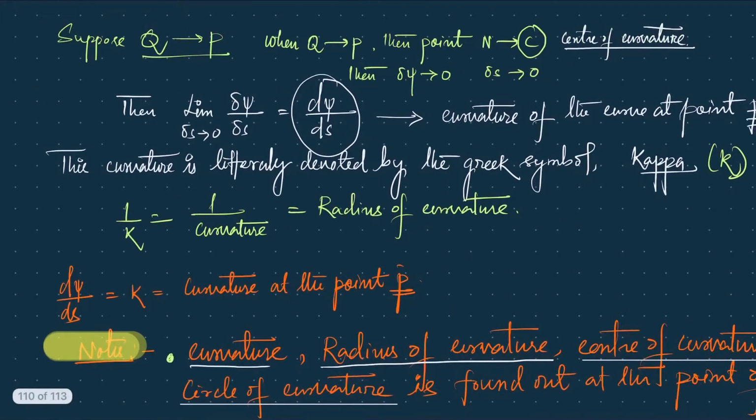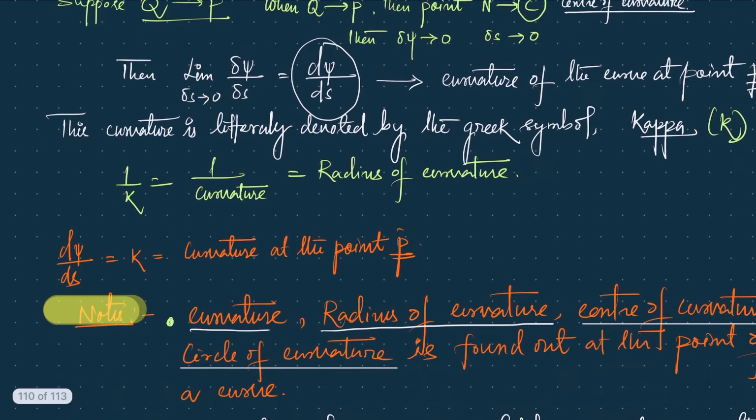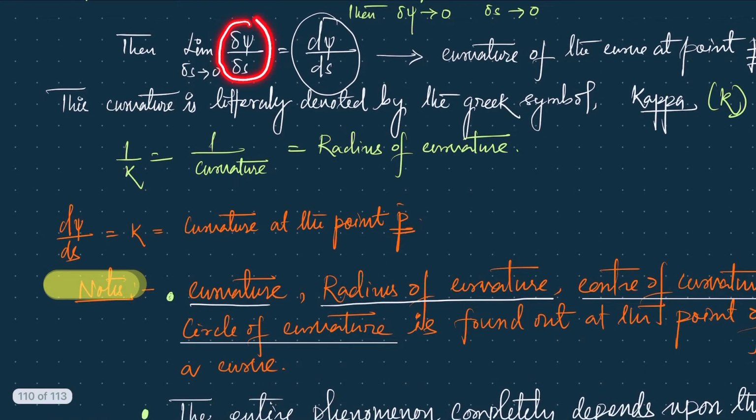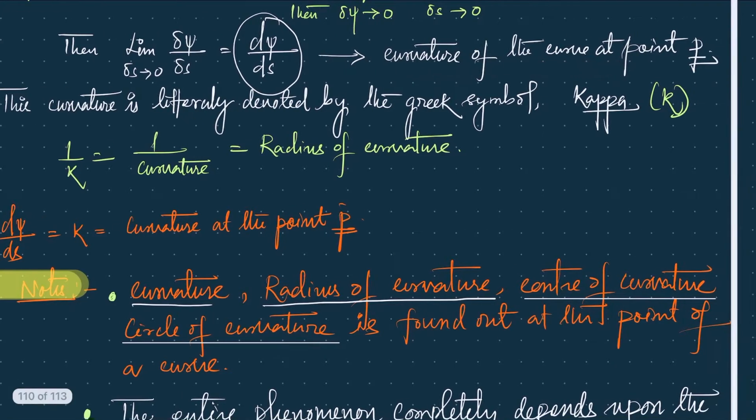Now you can see here, when this Q point is getting closer and closer to P, when Q tends to P, then the point N will become C, and this C point is known as the center of curvature, which I have shown you already. When del S tends to 0, this is going to be d of psi by d of S, and that is known as the curvature of the curve at point P.